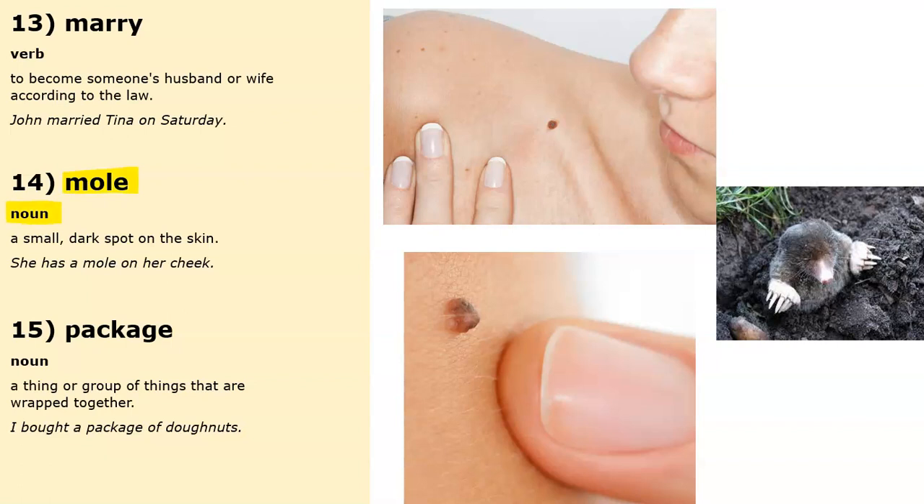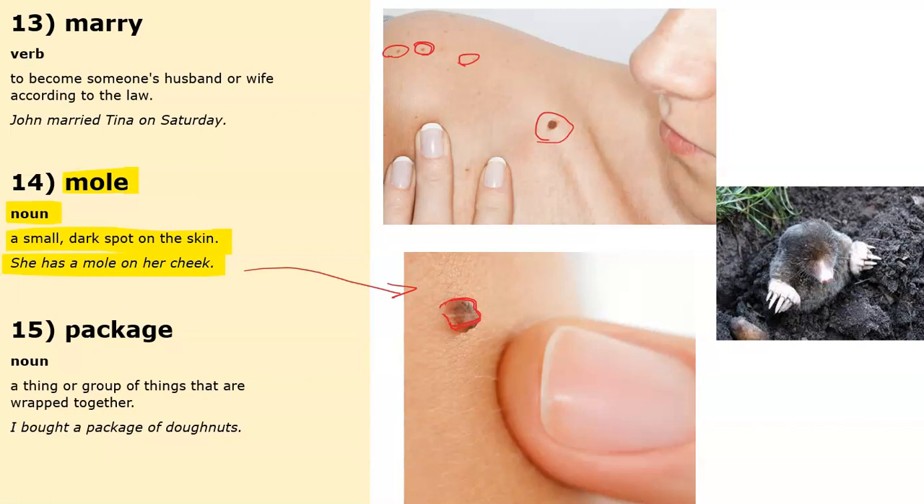Mole is a noun and a mole is a small dark spot on the skin. For example, she has a mole on her cheek. So a mole looks like this. It's a very dark spot on the skin, and usually a mole comes up a little bit out of your skin. When there's a dark spot that's flat like this one here, we don't call this one a mole, we call this one a freckle.